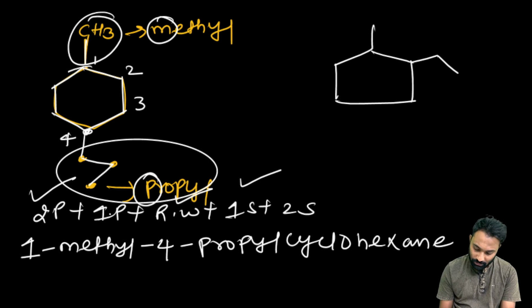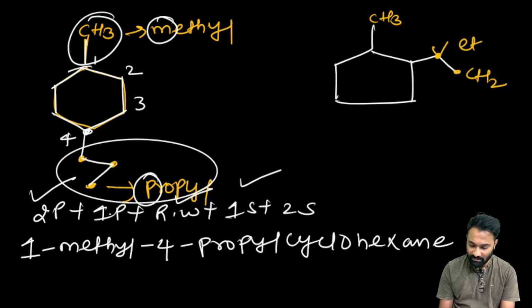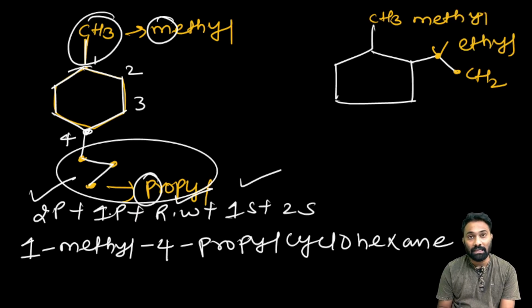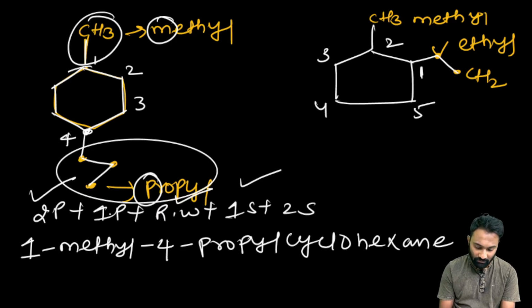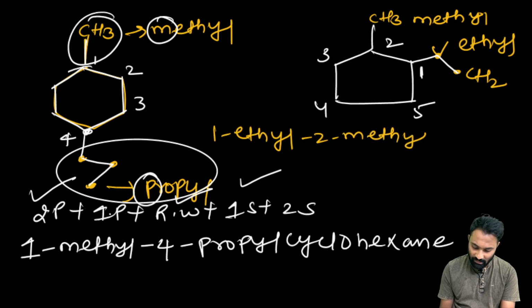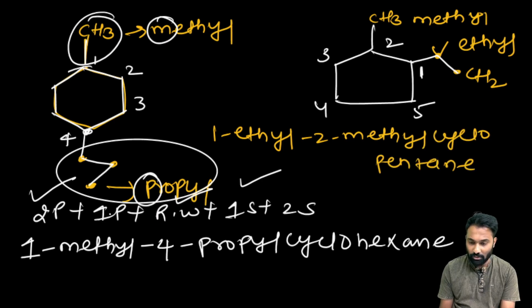Now comes to this compound. Now which one is this? Methyl. Now here we are having 2 carbons. Which one is this? Ethyl. This is ethyl. This is methyl. Now will the numbering be given to the ethyl or methyl? E will come first, right? The numbering will be here 1, 2, 3, 4, 5. Now the naming of this compound will be 1 ethyl, 2 methyl, cyclopentane. Clear? In this manner we have to write the naming.